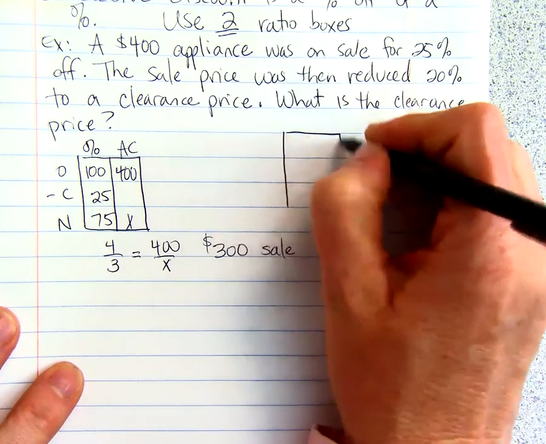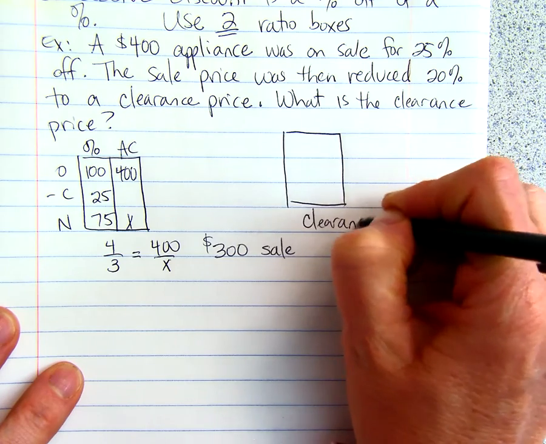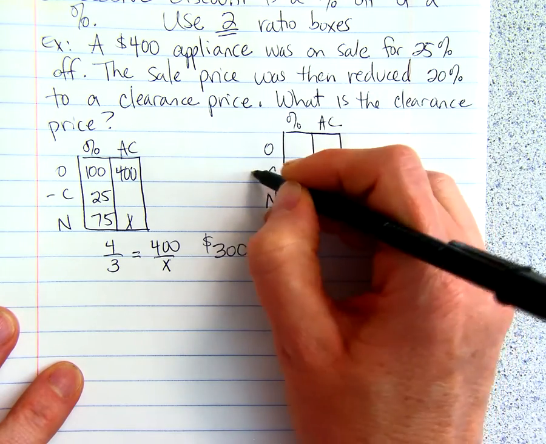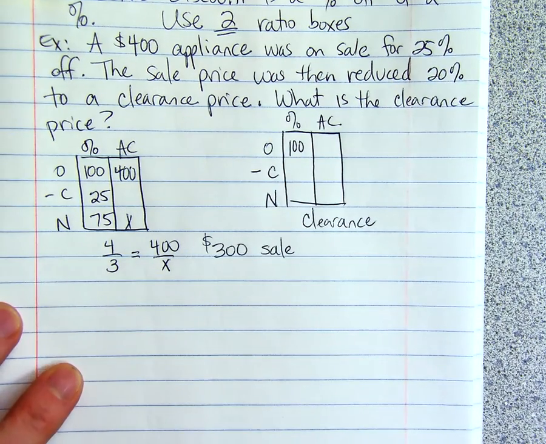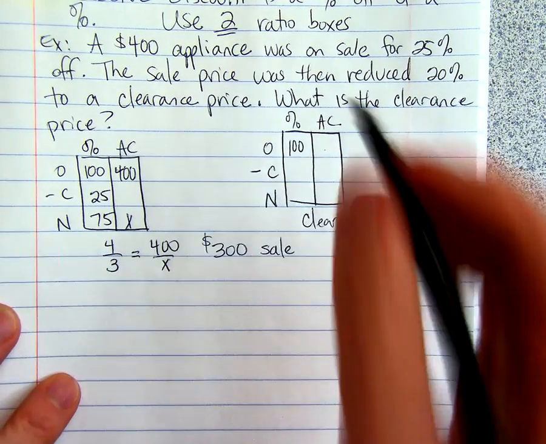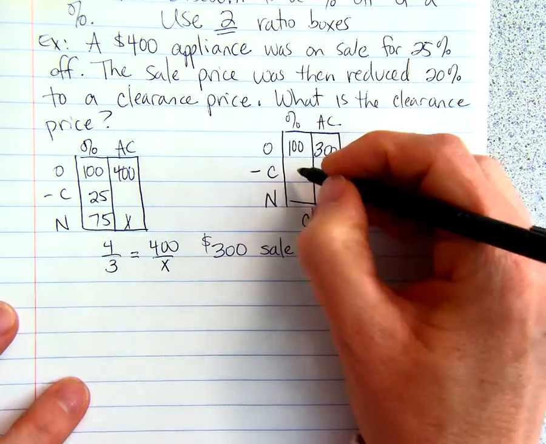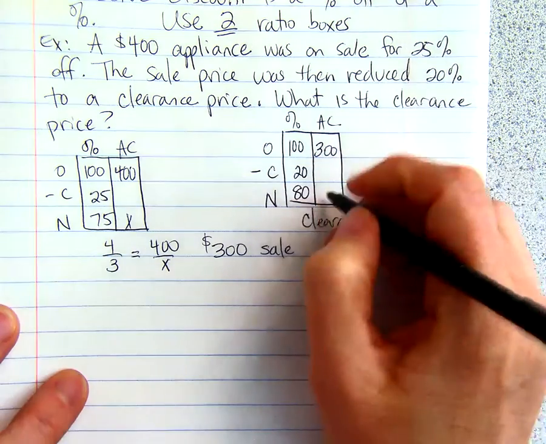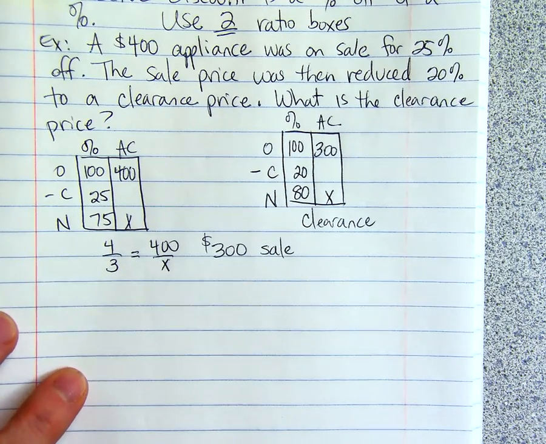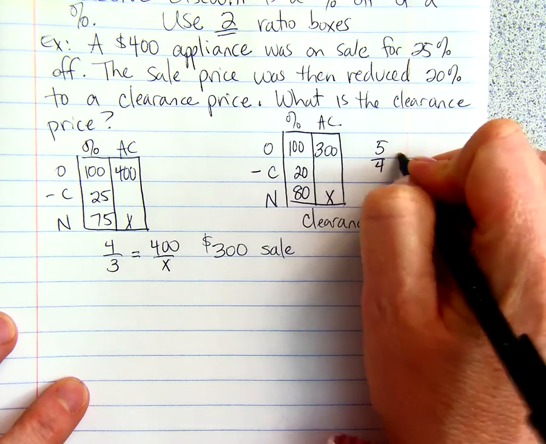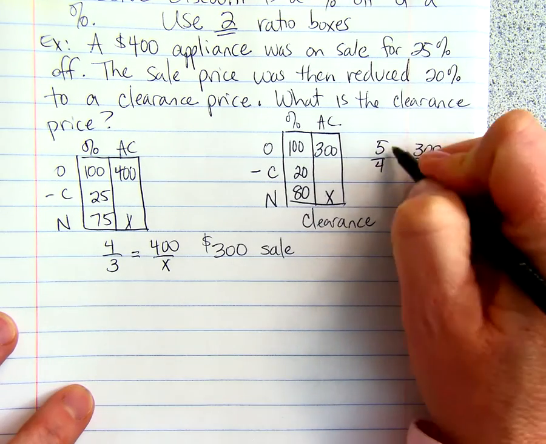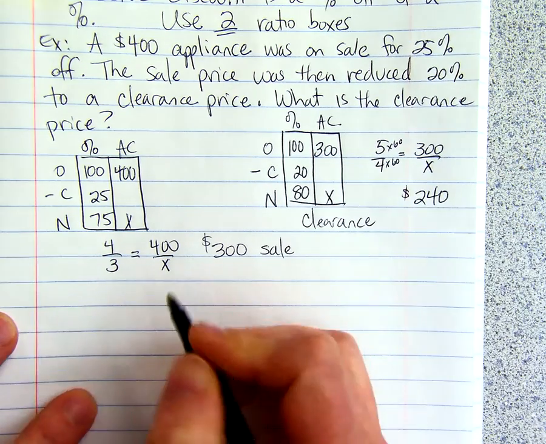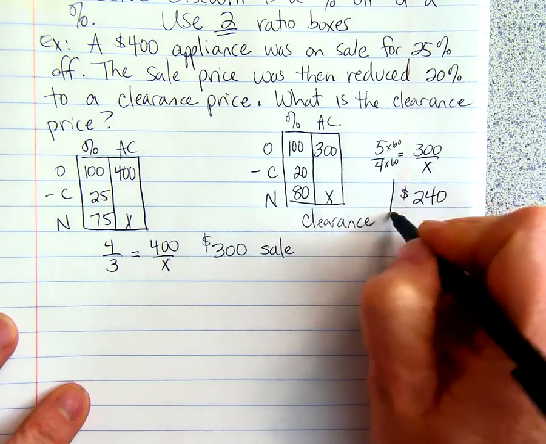Now we want to know the clearance price. So we're going to do a ratio box to find our clearance. So we have percent, actual count. We go back: original, change, new. The original percent is 100%. Now the original price will be our sale price, which is 300. It's going to be reduced another 20%. 100 minus 20 is 80. So then we do 100 over 80, which reduces to 5/4 equals 300 over X. 5 times 60 is 300. 4 times 60 is $240. So the clearance price will be $240.